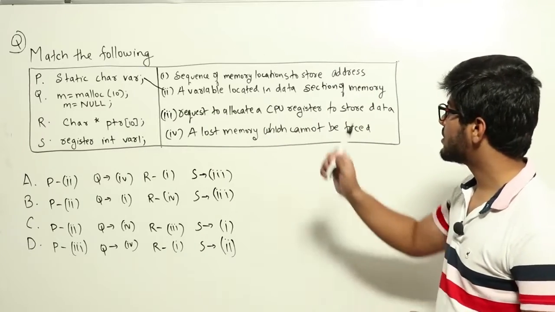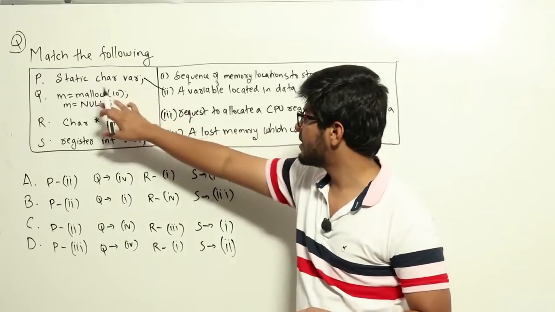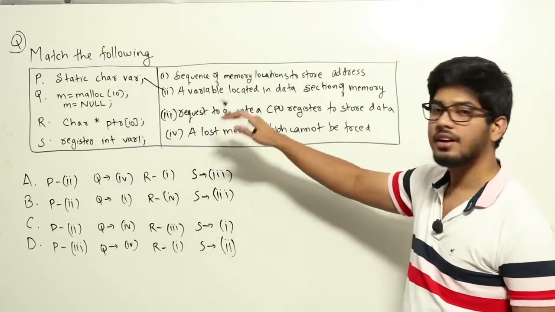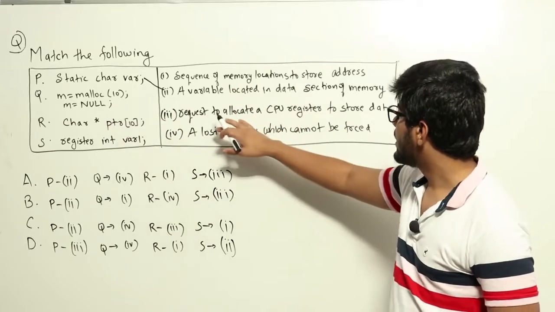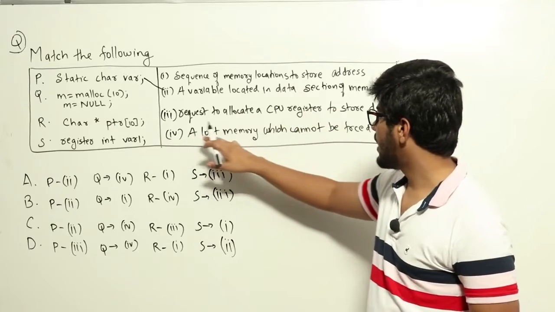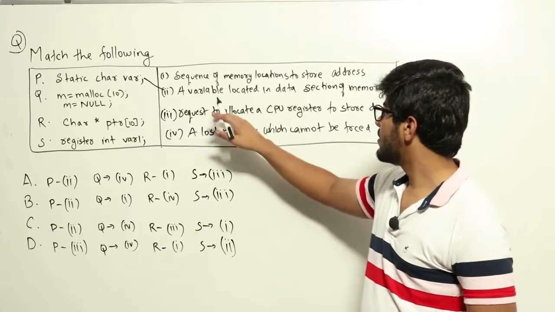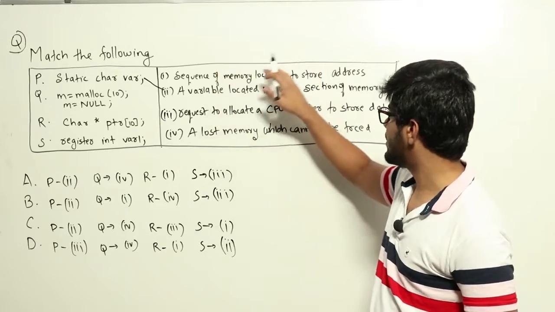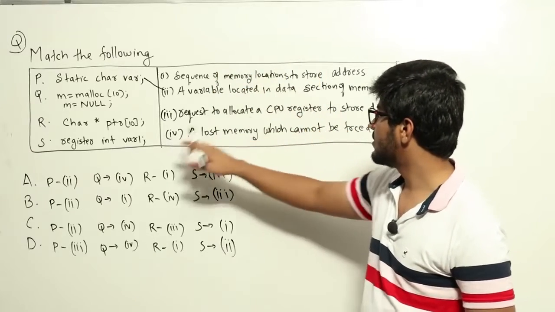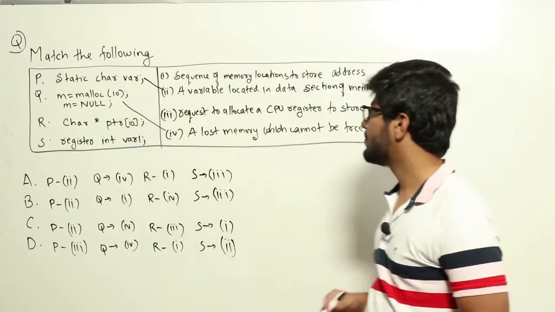So let's look at the options. Sequence of memory locations to store address. Now that is true, we get a sequence of memory locations, but let us look at other options as well. A request to allocate a CPU register to store data. No, that's not correct. A lost memory which cannot be freed. Now that is true. So this is a lost memory. We can match it to this as well, but then this is a better option and there is another one which will match to this. We'll see that now. So Q is 4.